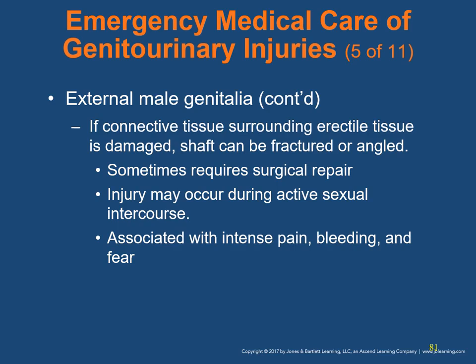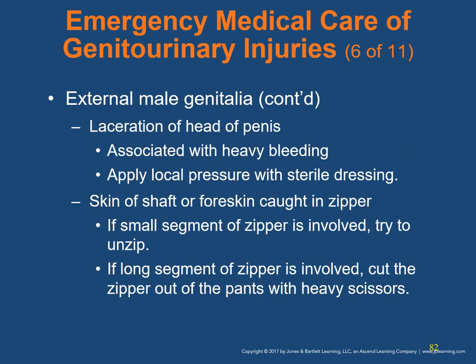If the connective tissue surrounding the erectile tissue is severely damaged, the shaft can be fractured or severely angled, which sometimes requires surgical repair. Injury may occur during active sexual intercourse, associated with intense pain, bleeding in the tissues, and fear. Accidental laceration of the head of the penis is associated with heavy bleeding. Local pressure with a sterile dressing usually stops the hemorrhage.